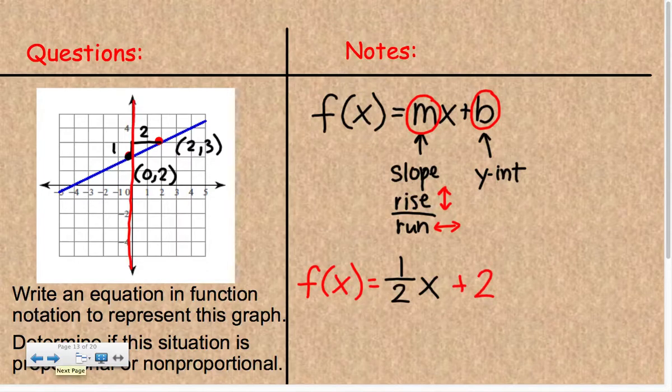Now I have to decide, is it proportional or non-proportional? Well, there are two ways to figure that out. The first thing is I can look at my graph. Does my graph go through (0, 0)? No, it doesn't. So it is non-proportional. The other way to look at it is your y-intercept. If your graph is proportional, your y-intercept will be 0. Ours is +2, so that means it is non-proportional.